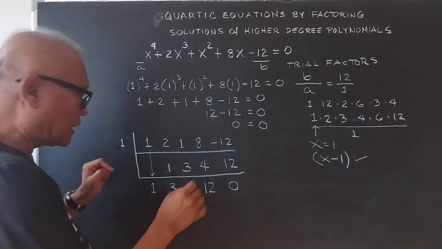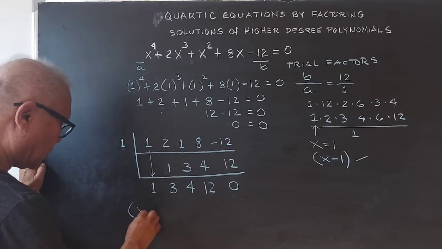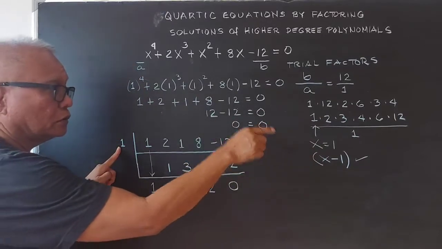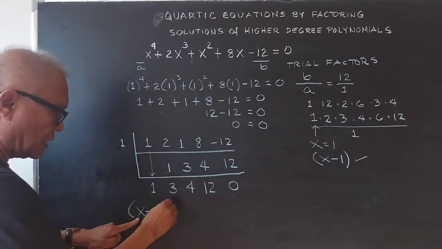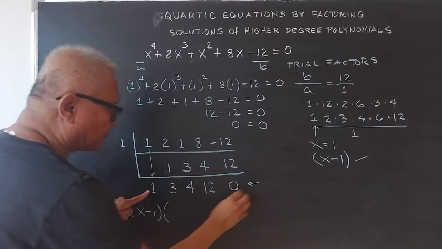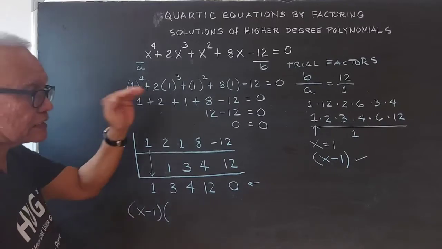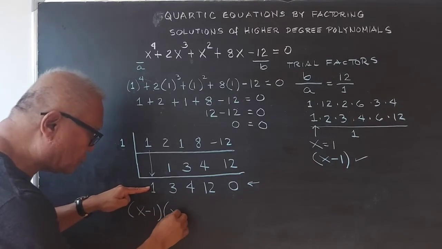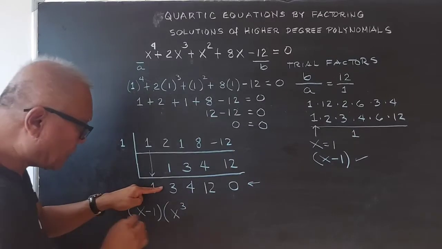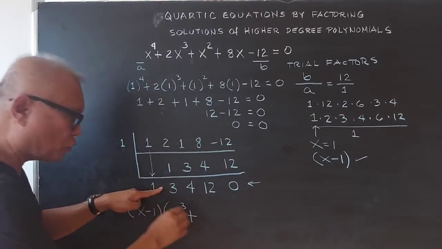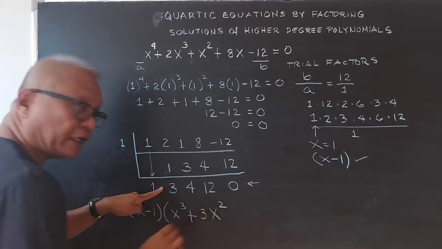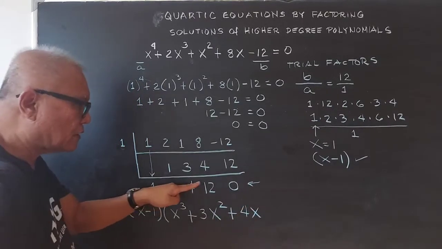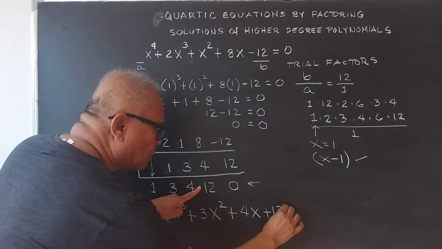So now, what will be our answer here? So we have x minus 1, okay, x is equal to 1, that is the root. And then x minus 1 is the factor, okay. And then this one, how do we write this one? This one is x to the fourth. The second one, this one is x cubed, because this one is x. So we have 1x cubed, okay, plus the second one is x squared, so we have 3x squared, and then plus this one is 4x, and then the last one is plus 12.